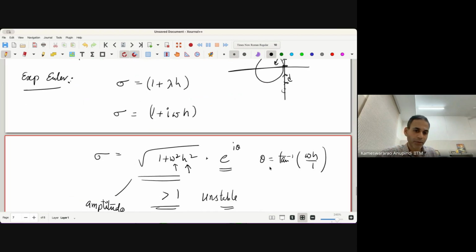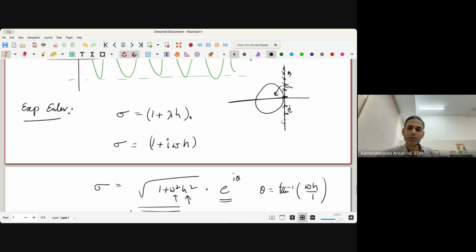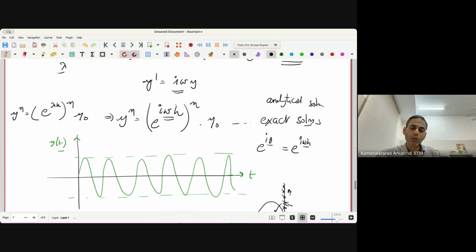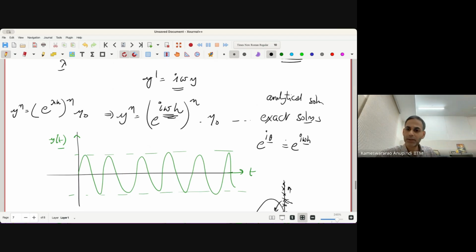So the phase for the exact solution is omega times h. That means for one step it is omega h, for the next step it is 2 omega h, then 3 omega h, and so on, right? Because this is theta, 2 theta, 3 theta, and so on.